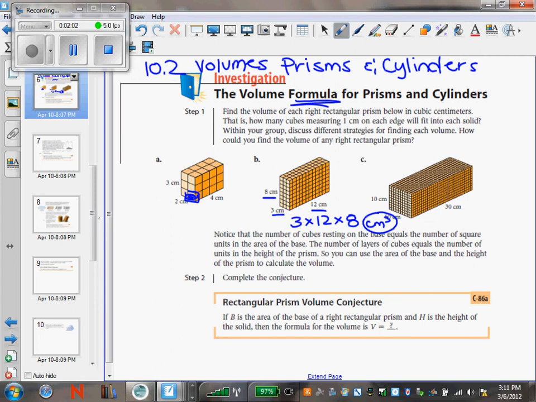So the volume, this is conjecture 86A, of a rectangular prism is going to be the area of the base times its height. And these pictures up here, A, B, and C, they're rectangular. So the area of the base, in this case, would be 3 times the 12. So that's our big B, and then our H is the height. Remember that big B is the area of the base, and that is going to be your formula for all of your rectangular prisms.